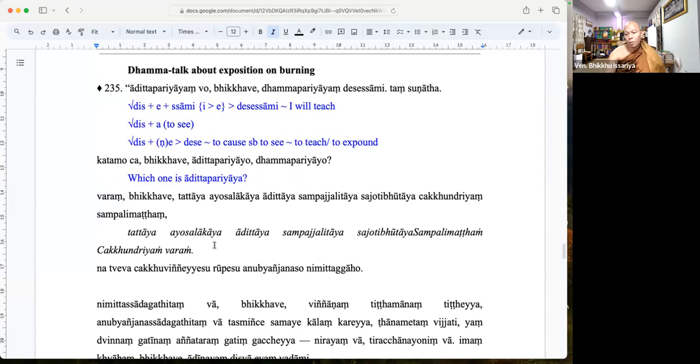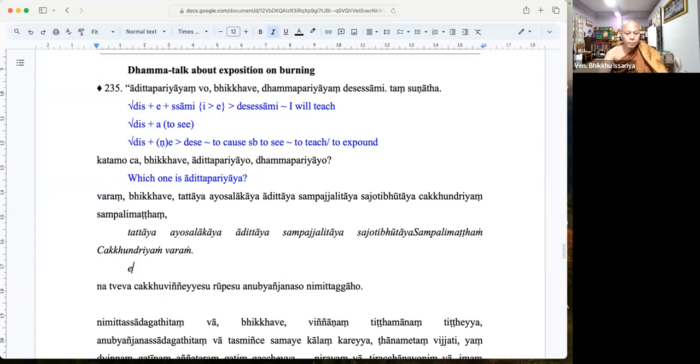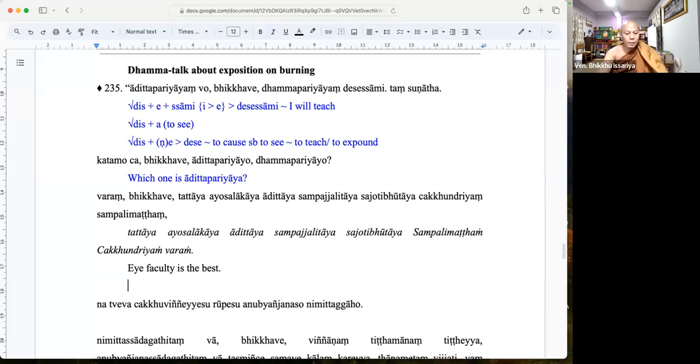So now, jakondriya waran, the eye faculty, is maybe the best. So the best. And then that jakondriya is modified by the sambali matan. Okay, what is sambali matan? So actually that sambali matan is sam prefix.